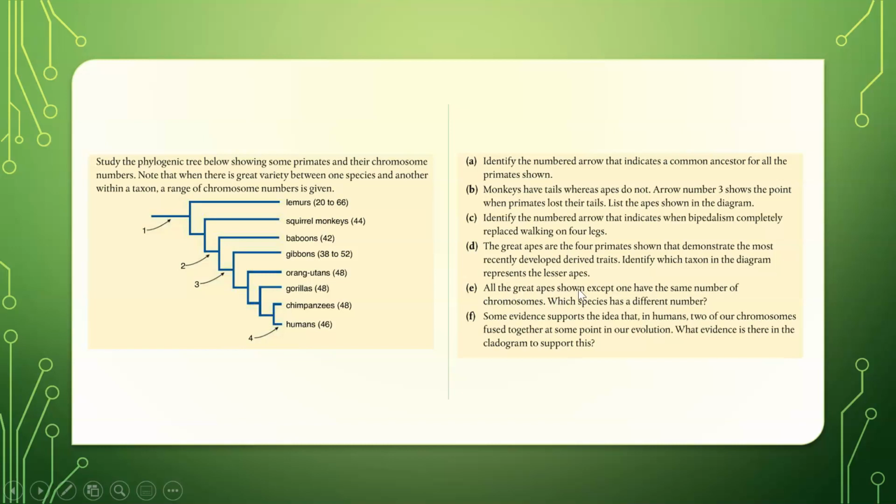E, all the great apes shown except one have the same number of chromosomes. Which species has a different number of chromosomes? The different number of chromosomes is the humans with 46. The rest of the great apes have 48.